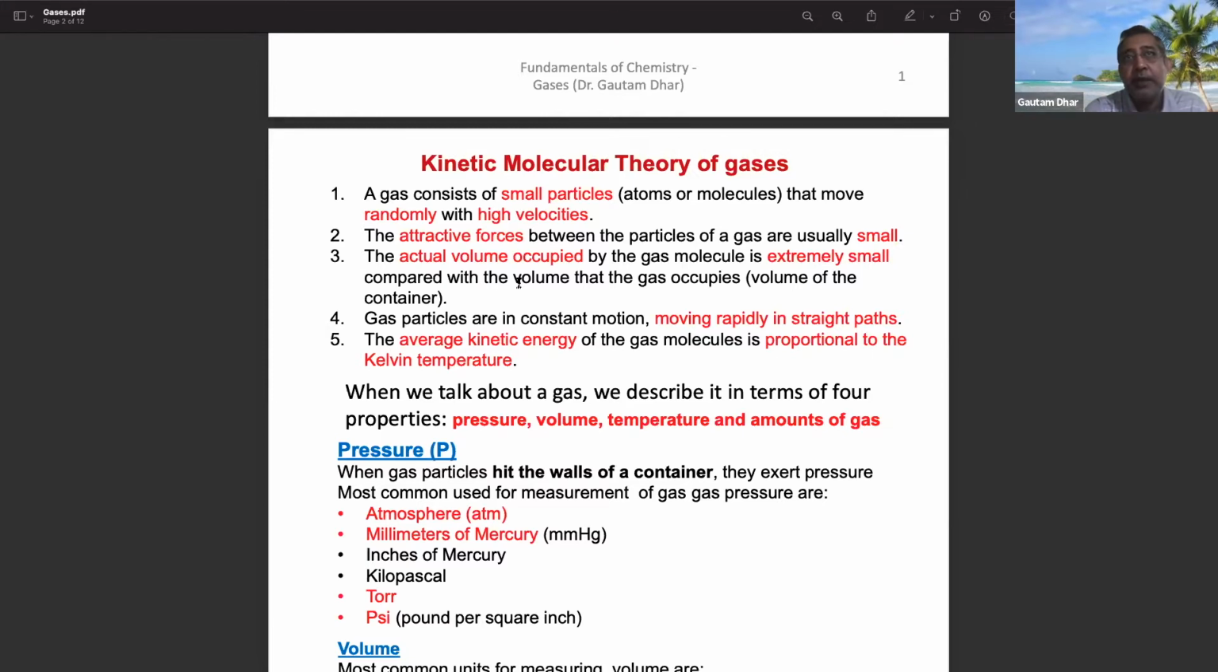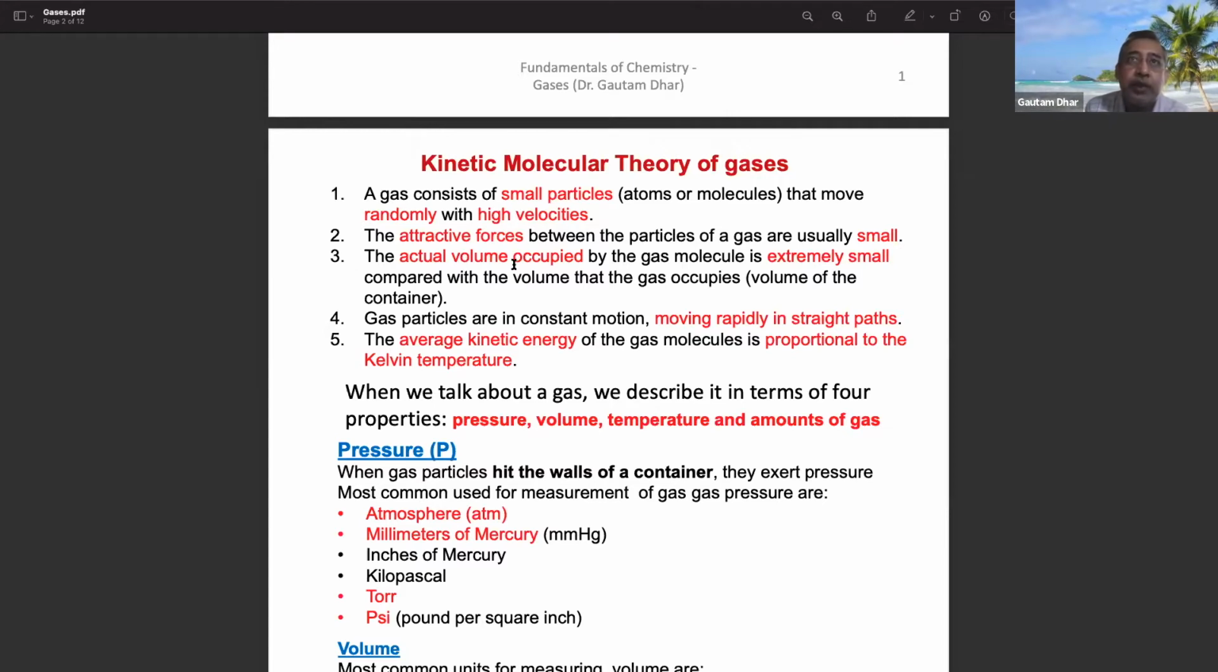The second assumption is that attractive forces between the particles of a gas are usually small. That was assumed to make the mathematical model simple. If there's only one force, you have to do just one equation to solve it. But if they are attracting one another, there's a network of forces. So this is a model, right? This model was simplified as much as possible, and one of the simplifications is that the attractive forces of the gas molecules are small and we can neglect them. Oftentimes we cannot. If the gas is too polar, the molecules are going to attract one another, like water vapor, and definitely this is not going to hold good under those conditions.